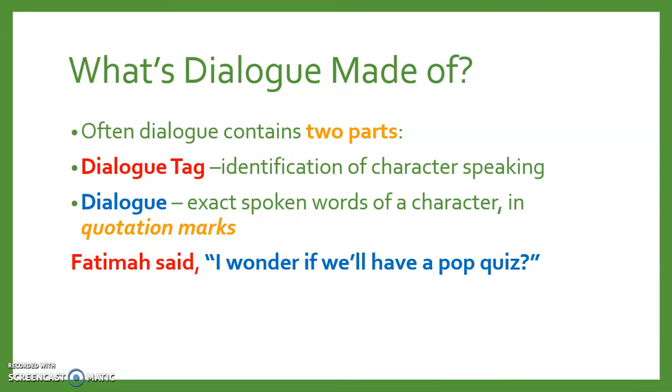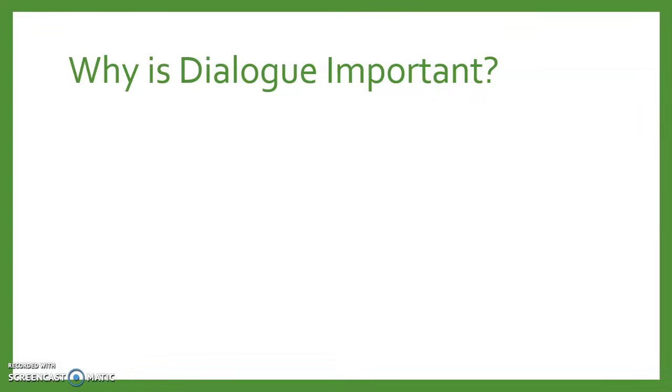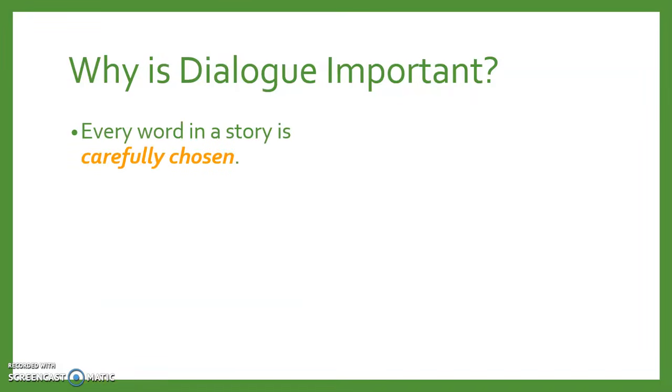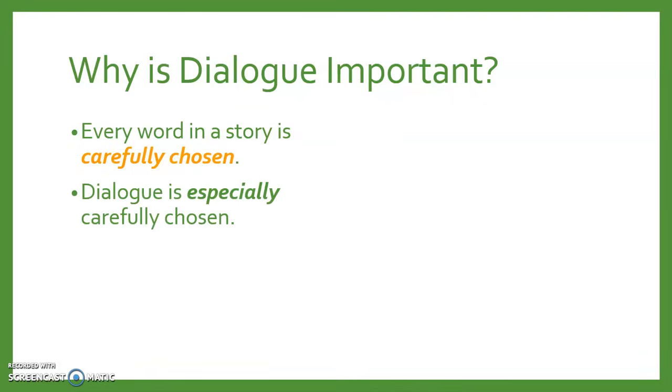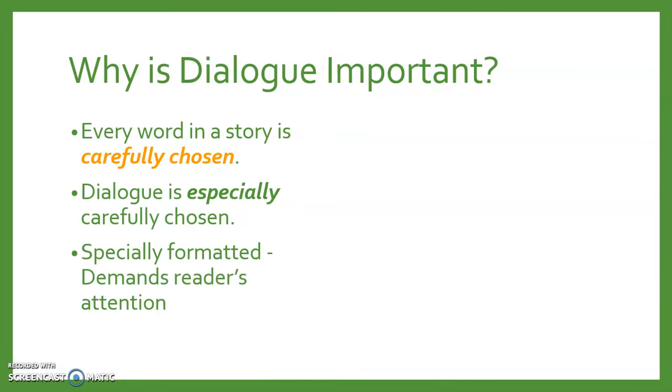Now, sometimes in stories, if it's obvious who's speaking, a writer might drop the dialogue tag. So that's an important thing to keep in mind as well. So let's revisit that question. Why is dialogue so important? Why are we spending all this time talking about it? Well, I'm sure that your instructor has already mentioned that every word in a story is important. But dialogue is especially super important. And the fact that dialogue is put in quotation marks and it gets a paragraph of its own, so it's got extra white space around it, it really draws the reader's attention.